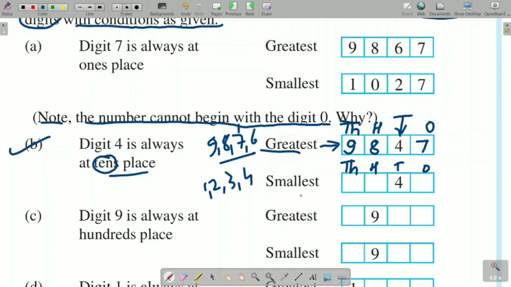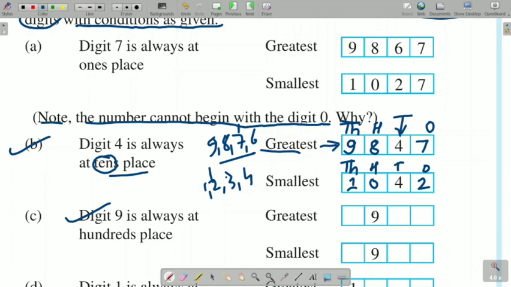Now for the smallest, use the smallest digit in the thousands place. So it will be 1. Then you can also use 0. So use 0 here, then 4, then you can use 2. Okay, 1, 0, 4 and 2. Then next, digit 9 is always at the hundreds place. So in the 100 place, it is already 9.